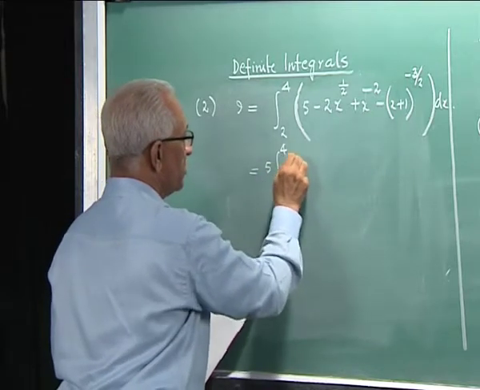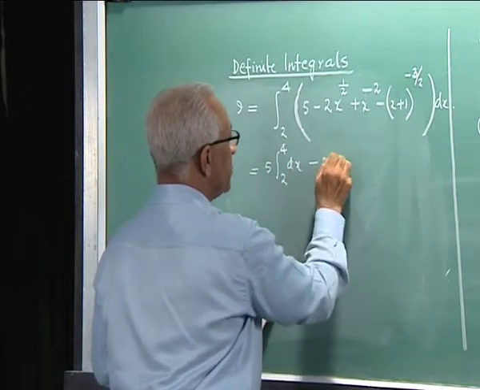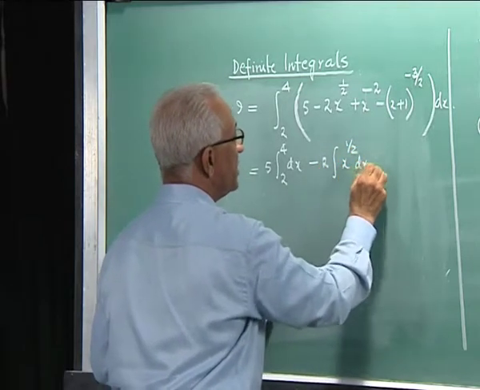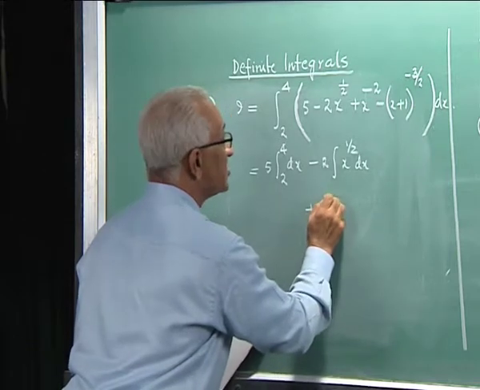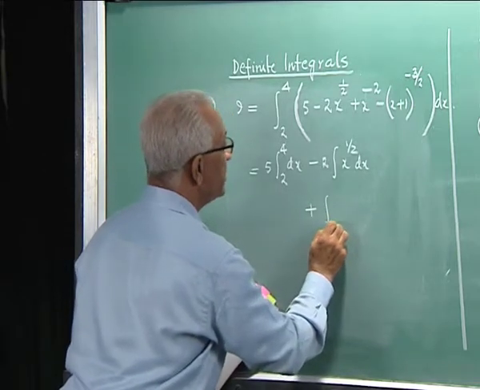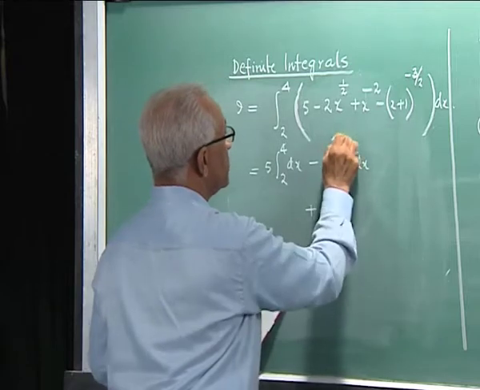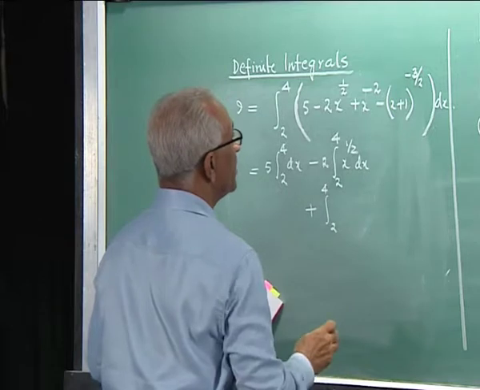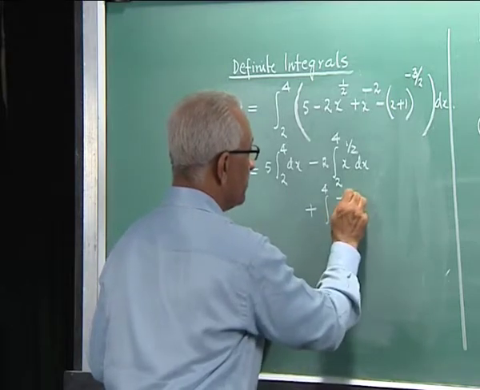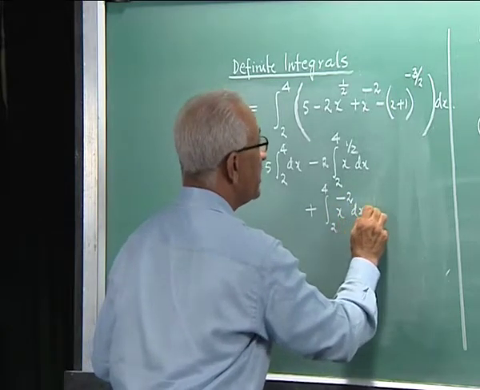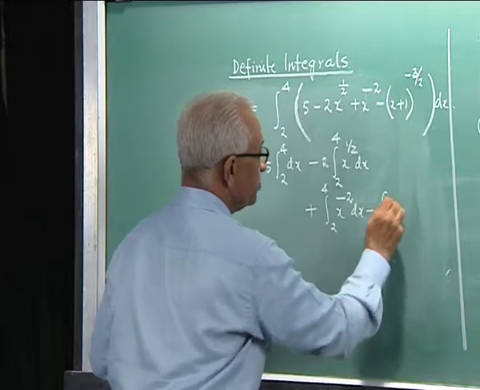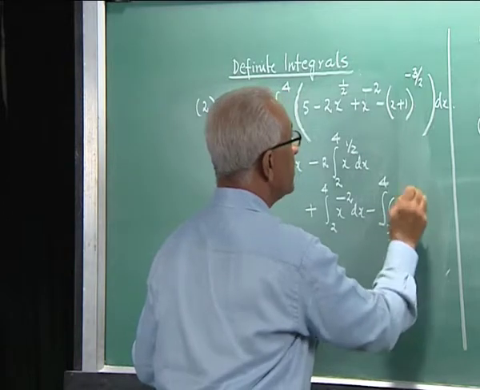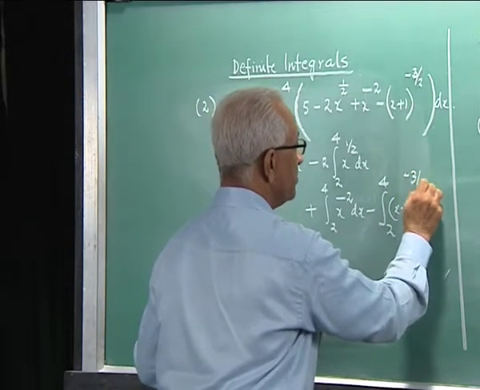to 4 dx minus 2 outside, integral x to the power half dx, plus this will be again 2 to 4. We will continue term by term. Integral ranging from 2 to 4, this will be x to the power minus 2 dx, and last 2 to 4, this will be (x plus 1) whole to the power minus 3 by 2.